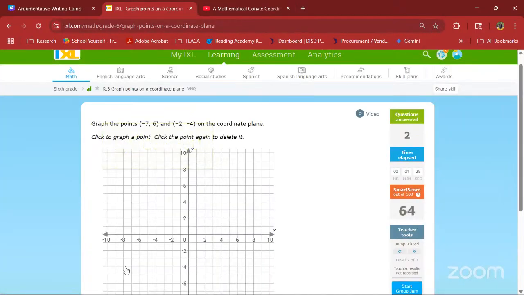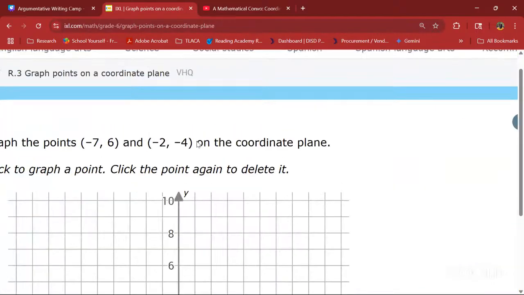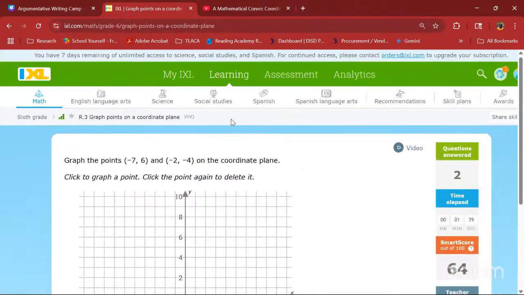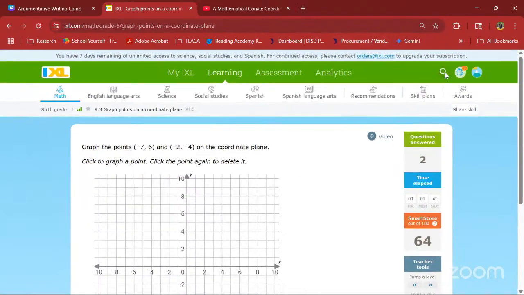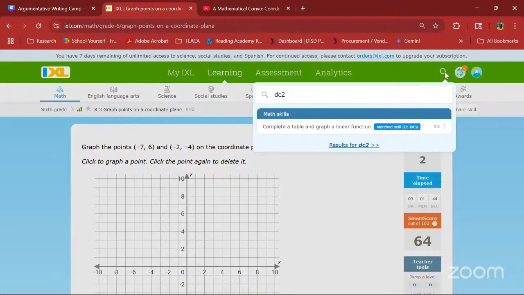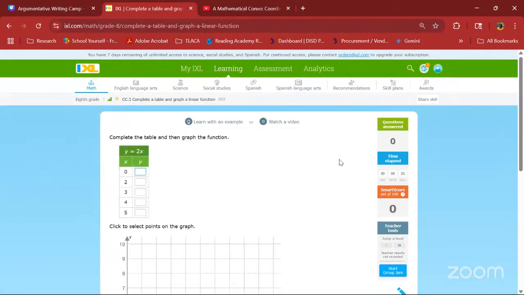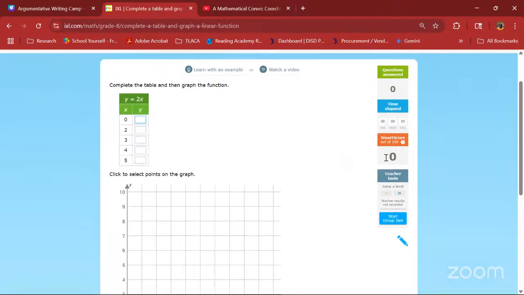I am. So once you conquer that, graphing VHQ, you should be ready to graph linear equations. Yes. So Krystal, I'm going to take you to DC2, which to me is level 1 of graphing linear equations. And can you walk us through how to graph linear equations here? Yes. So on your test, they're going to give you a chart and ask you either to fill in the chart or fill in the chart and graph.